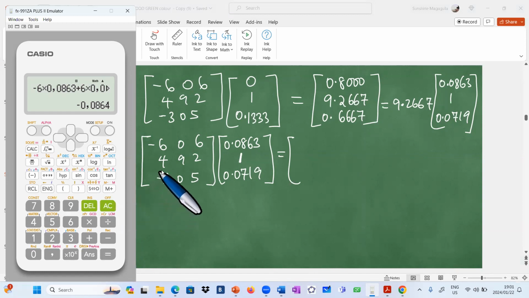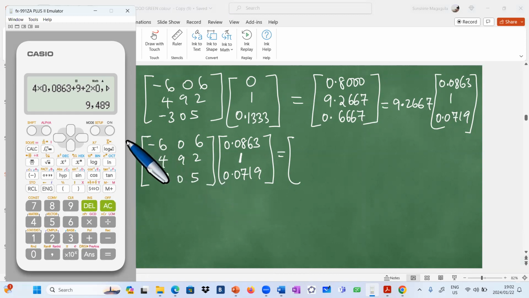And then now you multiply this with that. So 4 times this 0.0863 plus 9 plus 2 times 0.0719. So this gives us 9.489.